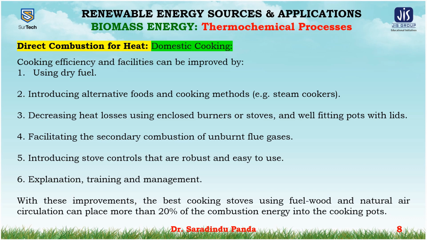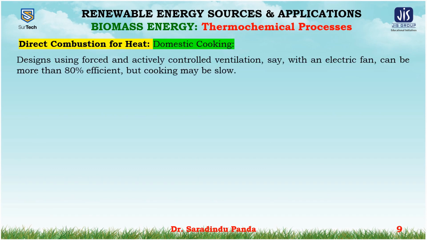and natural air circulation can place more than 20% of the combustion energy into the cooking pots. Designs using forced and actively controlled ventilation, say with an electric fan, can be more than 80% efficient, but cooking may be very slow. There are many scientifically based programs to improve the cooking stoves, yet full market acceptability is not always reached, especially if the cultural and gender factors are not considered adequately. By far the largest such program has been in China, with over 170 million new stoves in use, mostly in rural areas.